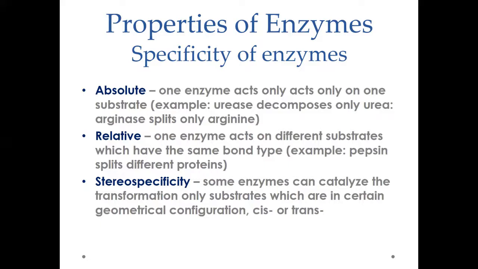If we look at examples, maybe enzymes of the gastrointestinal tract. Maybe we can say alpha amylase. Alpha amylase is an enzyme which hydrolyzes alpha-1,4 glycoside bonds. They are in glycogen and in starch.